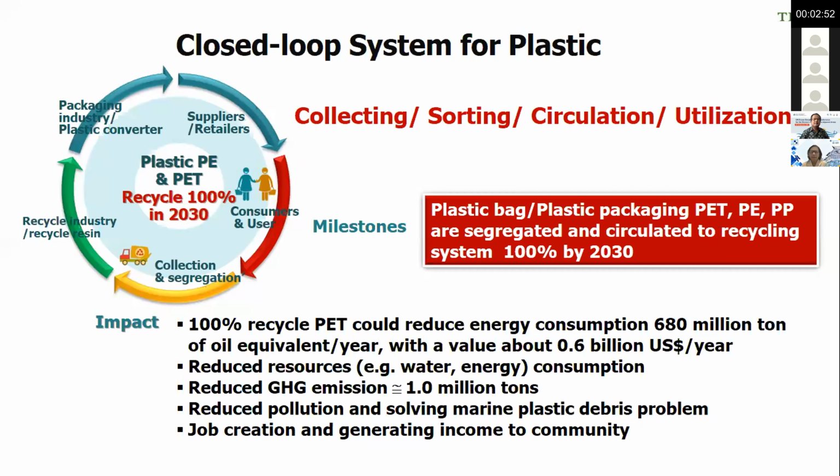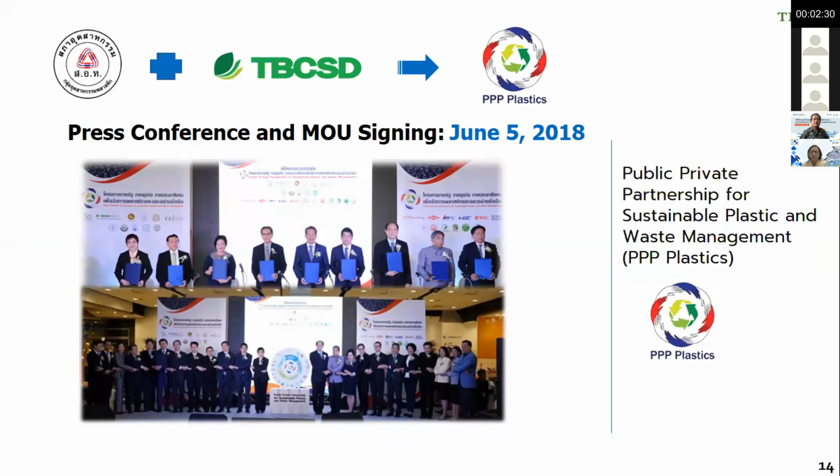We set a milestone to recycle target plastics such as PET, PE, and PP at 100% by 2030. This will reduce energy consumption, resource consumption, and pollution, and generate income at the same time. PPP Plastic stands for Public-Private Partnership for Sustainable Plastic and Waste Management in the country, initiated by the Federation of Thai Industries and the Thailand Business Council for Sustainable Development.